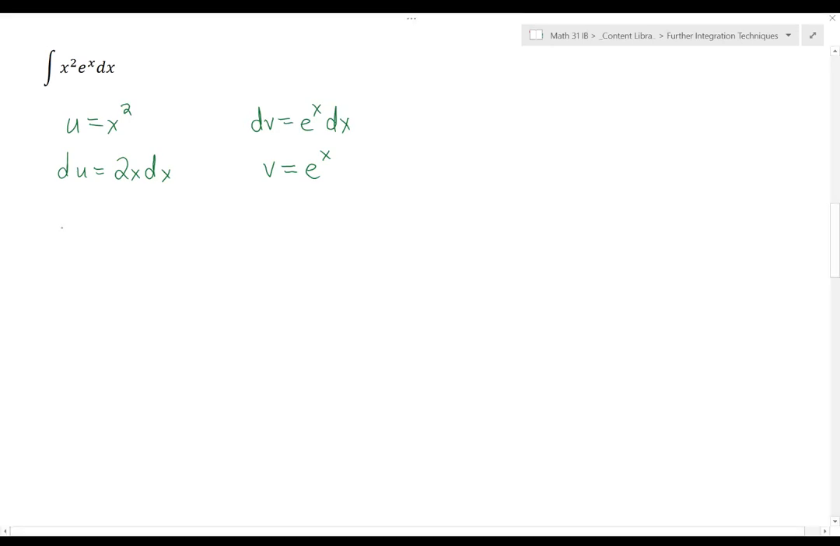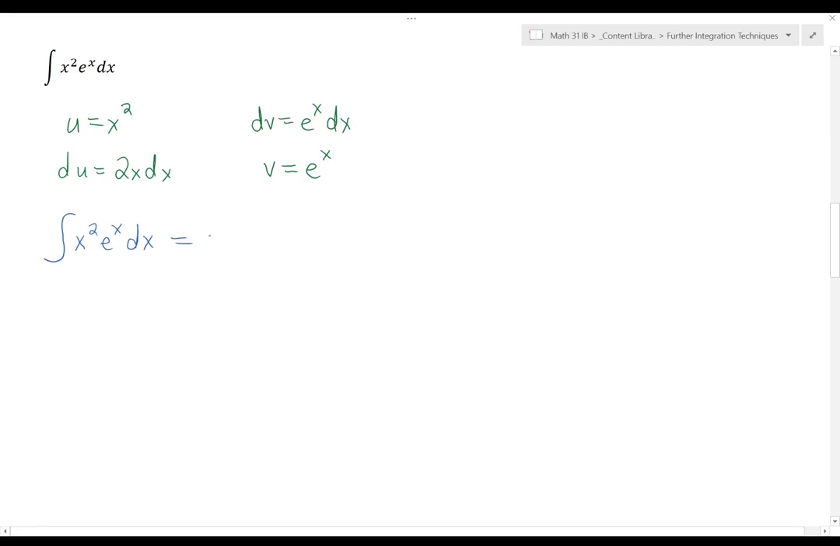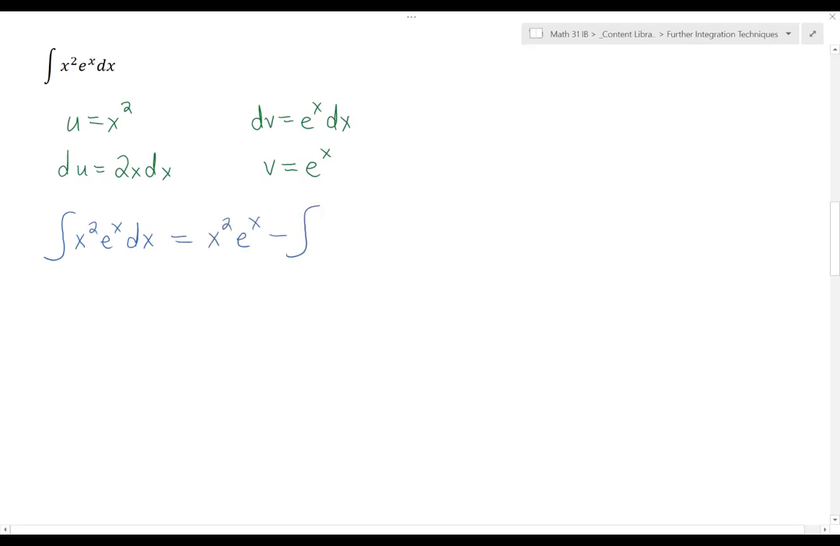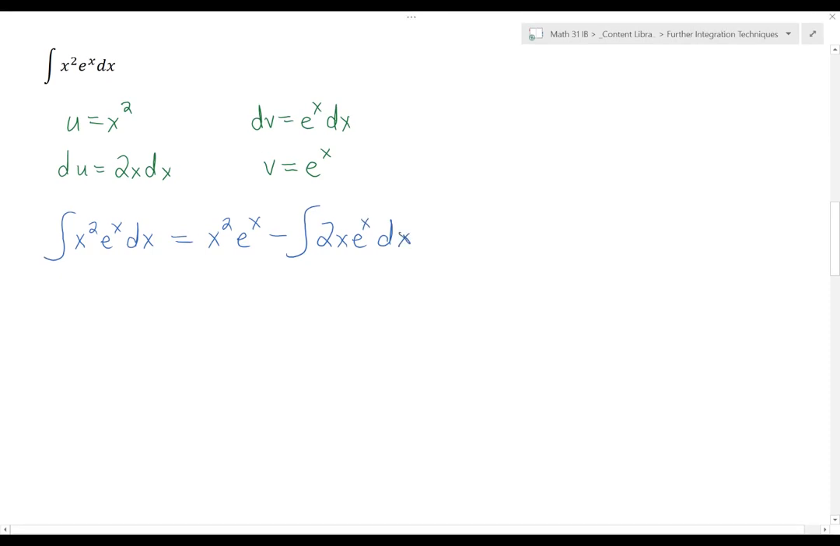So I'm going to start with the integral of u dv, so x squared e to the x dx, that's just my original integral, equals u times v, so x squared e to the x, minus v times du, so 2x e to the x dx. That's all the parts from v and du. I've written them in a slightly different order just to preserve the order that I was following before.